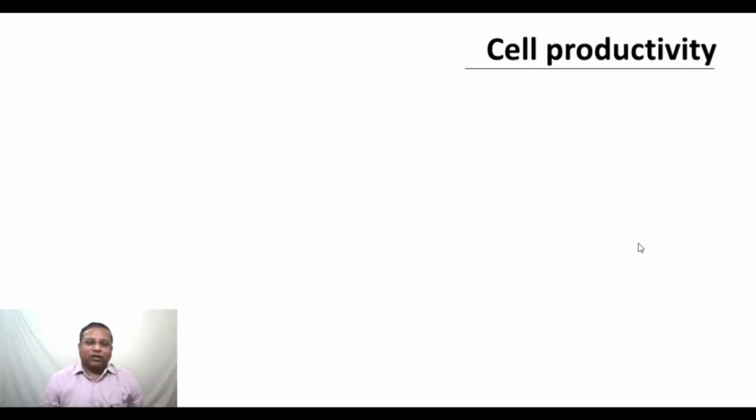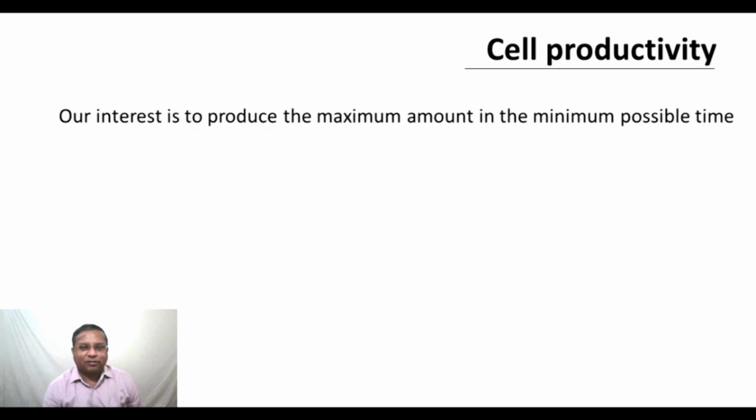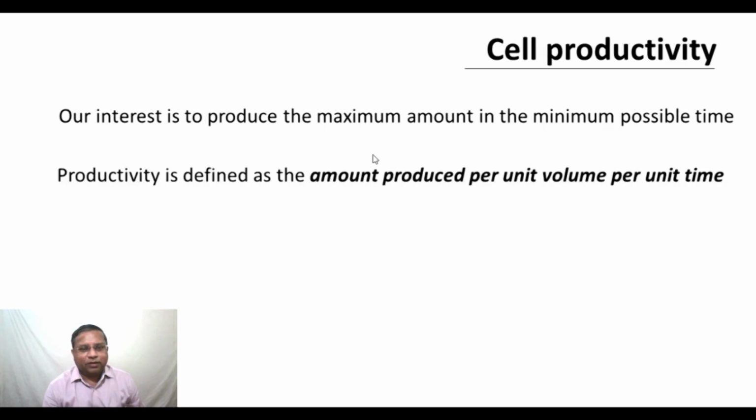Now to the third objective. If you recall, we were going to compare the cell productivities of the chemostat with that of a batch bioreactor. To do that, let us see what the cell productivities are. Our interest, usually the general interest from an industry, is to produce the maximum amount in the minimum possible time. The productivity is actually defined for that purpose. It is the amount produced per unit volume per unit time.